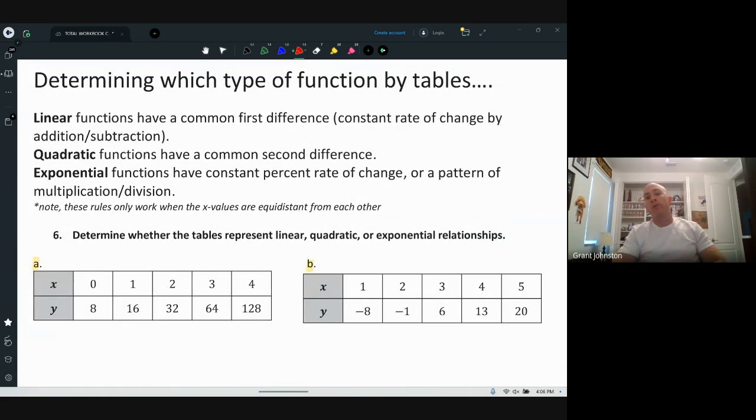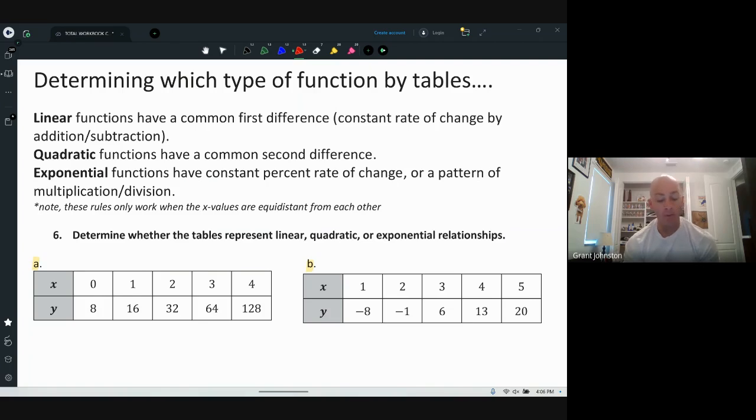Okay, tables. This might be, I think, sometimes a little bit harder than the other one. Here it says linear functions have a common first difference. Quadratic functions have a common second difference. And exponential functions have a constant percent rate of change or a pattern of multiplication or division. So 6 says determine whether the tables represent linear, quadratic, or exponential relationships.